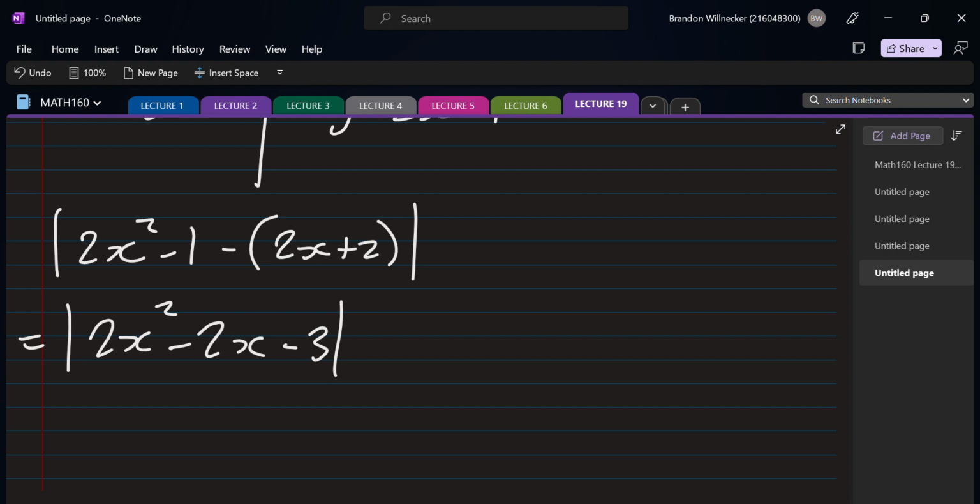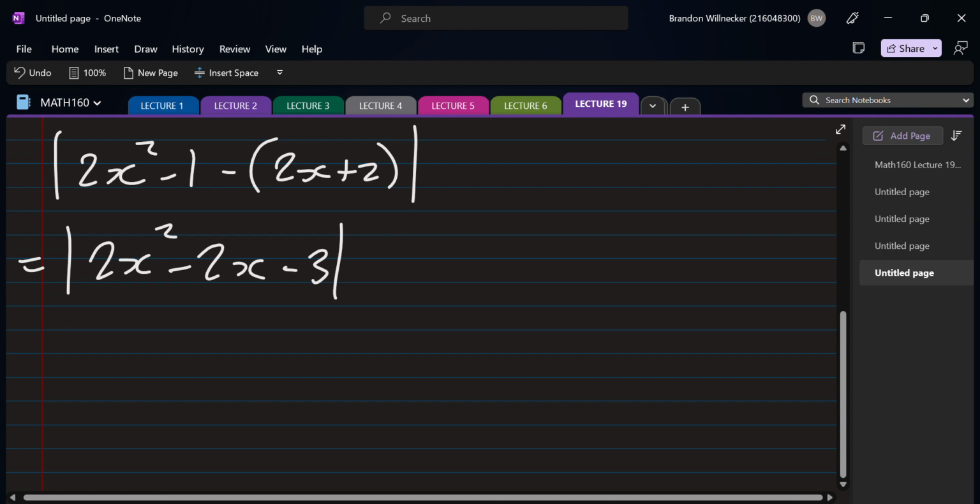So as with all absolute values, if the inside part is negative, we want to put a minus sign. If it's positive, we leave it alone. So for this parabola, we want to see where the parabola is positive, we just leave it alone. Where the parabola is negative, we put a minus sign. And it's a happy face parabola, so we know the rough idea of what it's going to look like.